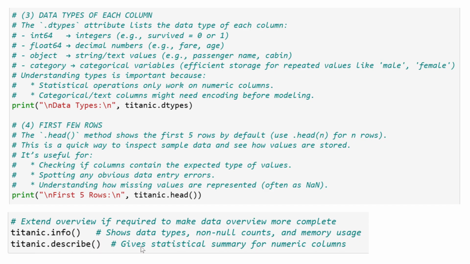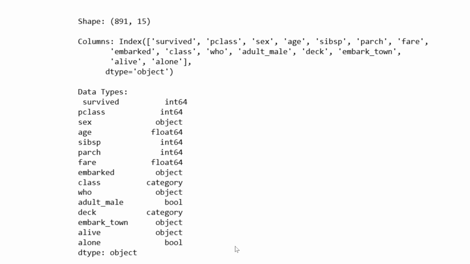I can also use titanic.describe, which will give you the statistical summary of the numeric columns. So this is a new thing now. This titanic.describe will give you the statistical information for each data column. Not every column, but for the numeric columns.